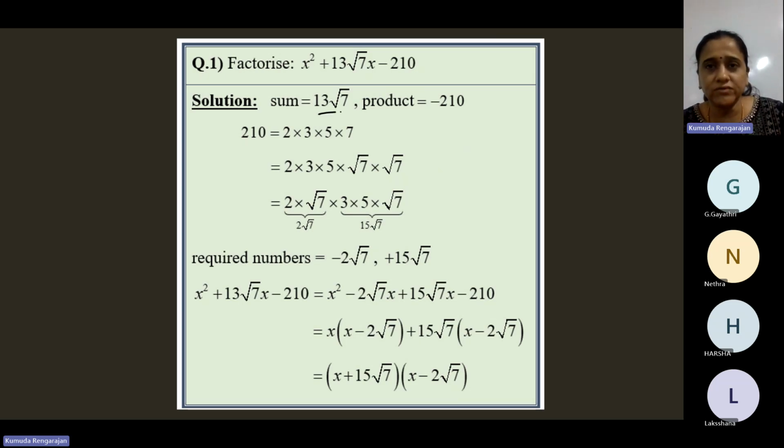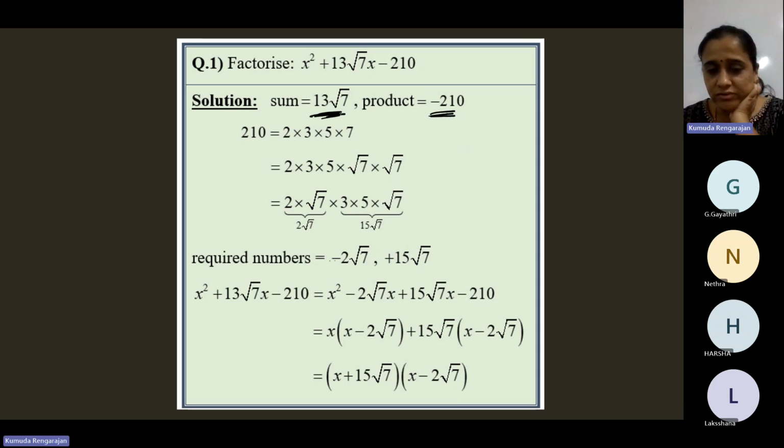So you should get a positive 13 root 7, but the product is negative. The product is negative, the sum is positive. The sum is positive, so the greater of the two numbers should be positive. But the product is negative, so the other number has to be negative. Only then minus into plus is minus.